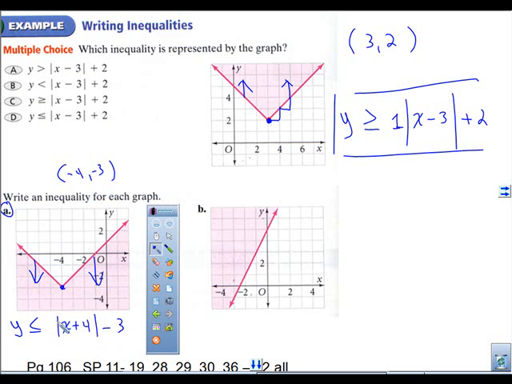Let's find our a value. Well, looks like we move over 1, up 1, over 1, up 1. So you know we're moving up 1, so that's our a value. Okay? And that's it.